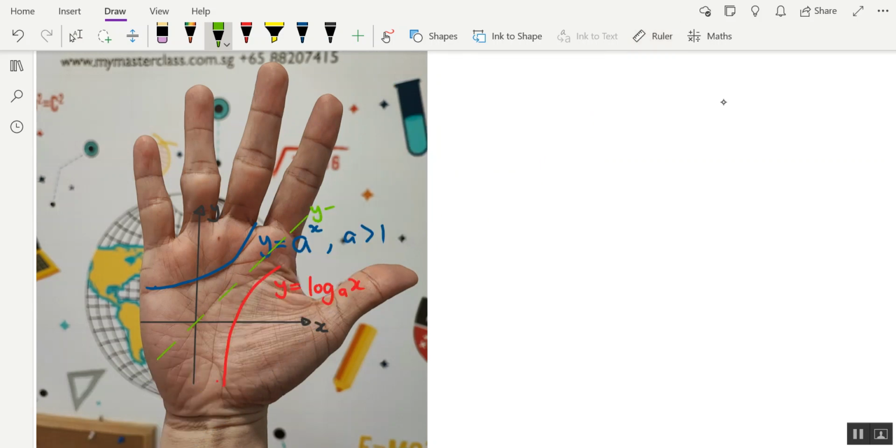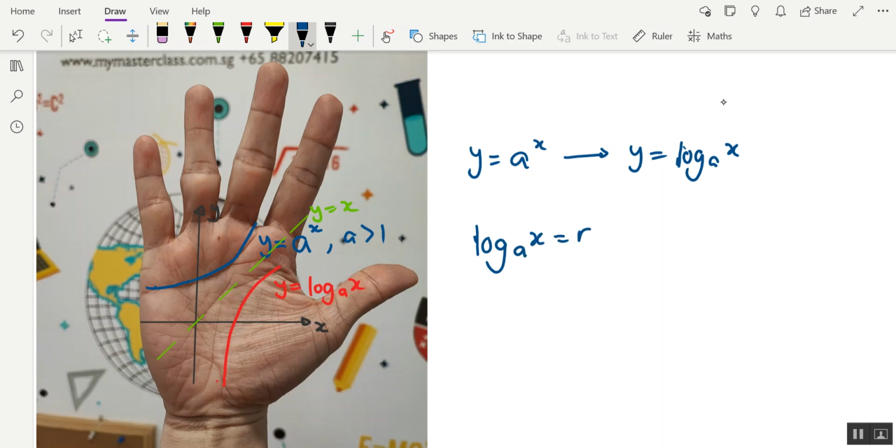What is the meaning of y equals to x? Because y equals to a to the power of x is the opposite of y equals to log base a of x. You remember when we do logarithm equations, if log base a of x is equal to r, if I just want x, I bring log a over, I cannot divide by log a. The opposite of log base a is a to the power of r.